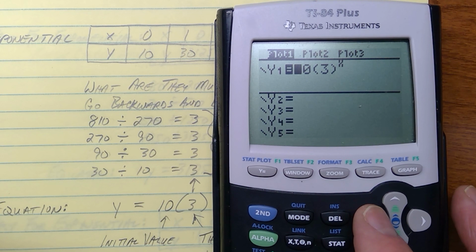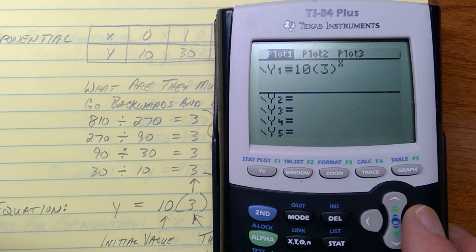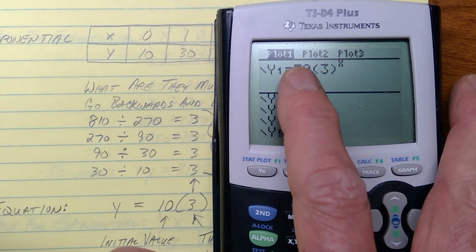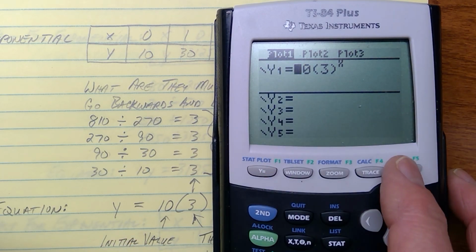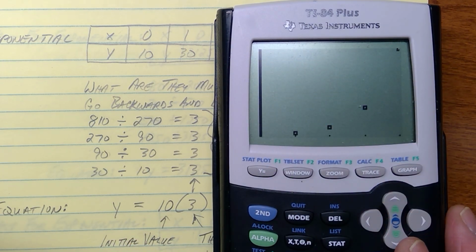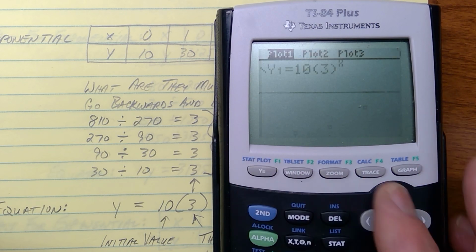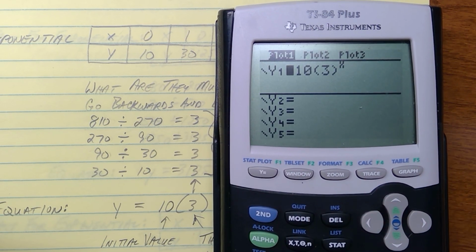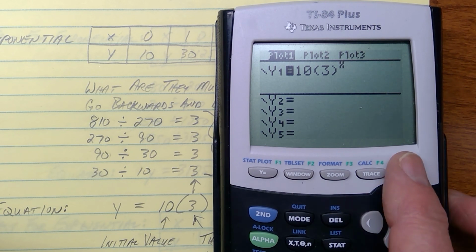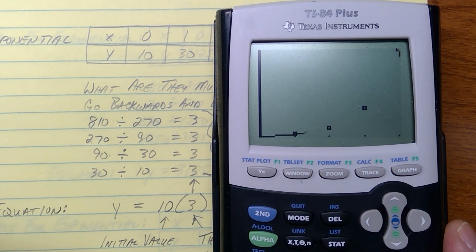All right, let's go stand on the equal sign and let's deselect it. So I hit enter to deselect the equal sign. And now the only thing I have turned on is the dots. Graph, and there's your dots. You want to bring the line back? Just stand on the equals, select it, hit graph, and there comes your line right back.